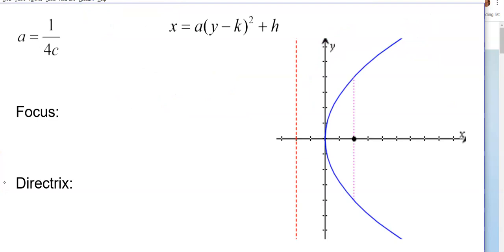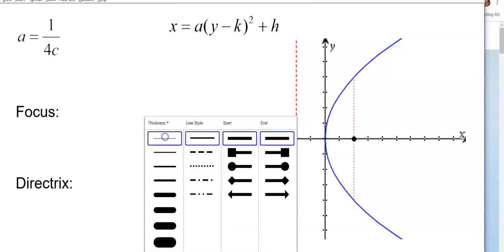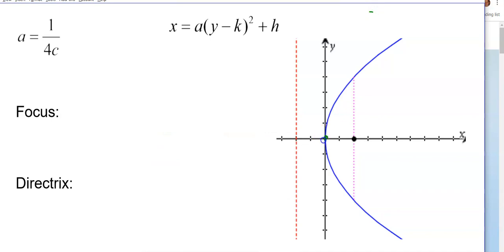Okay, get your formula sheet out again. This time we're going to go over the formulas for a sideways kind of parabola. The vertex is still at 0, 0, so that's our vertex. That means this is 0 and this is 0, which means our equation really is much simpler. It's x equals a times y squared.